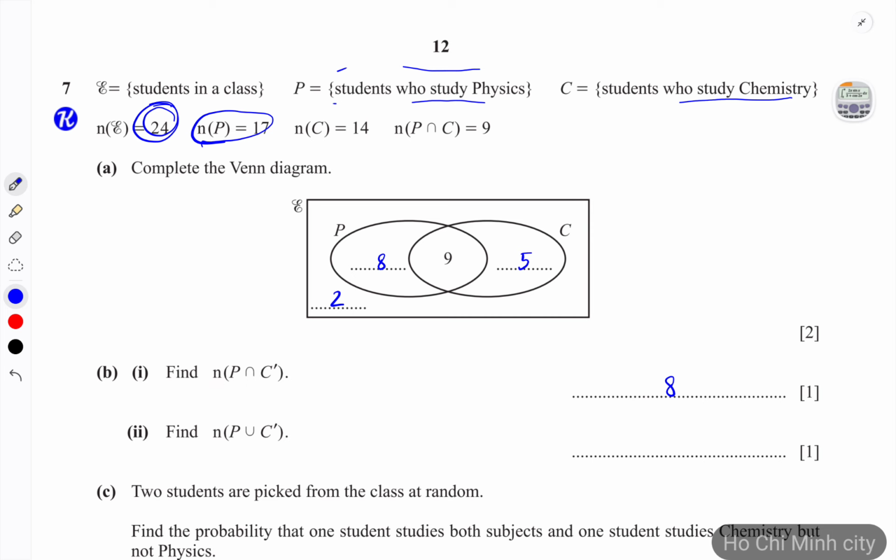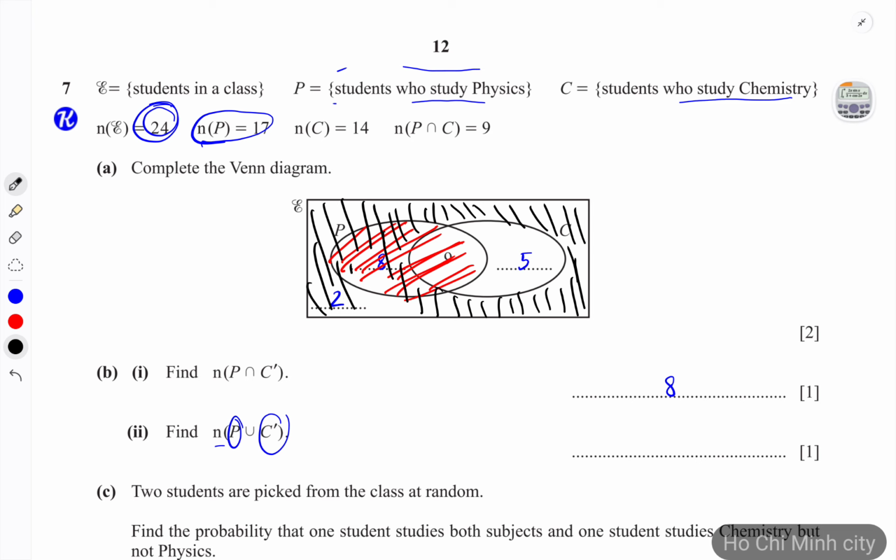Now we need to find the number of students that is physics and not chemistry. All right, physics but not chemistry. So physics is here with the red one, and not chemistry once again there is the outside, that is not chemistry. So this time, because the sign here is the union, so we take both the common parts and the exclusive part. So we have 2 plus 8 plus 9. 2 plus 8 is 10, and 10 plus 9 is 19. So we put 19 in this.